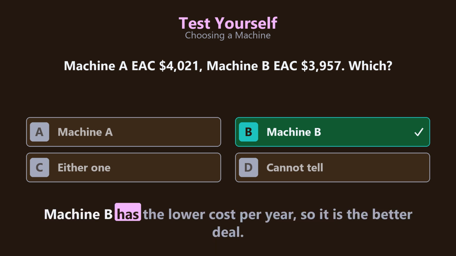Machine B has the lower cost per year, so it is the better deal.